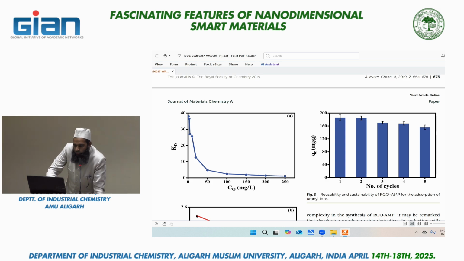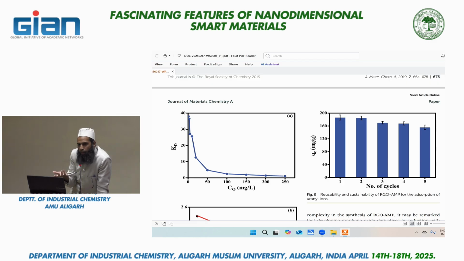We can use this up to 5 cycles and still get the adsorption capacity. This is the experimental adsorption capacity, around, I think, 150. So we lose only around 30 to 40% of this, and we can get up to 5 cycles. So what I want to say is that if you want to work in this material chemistry, you have to prepare adsorbents, materials, which have good recyclability, and most importantly, you have to prepare them more economically also.